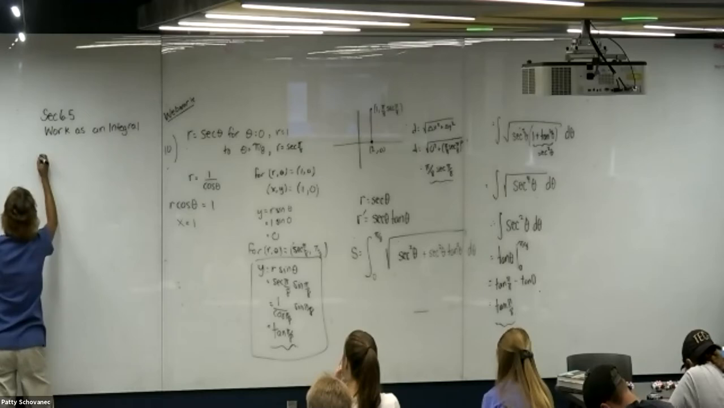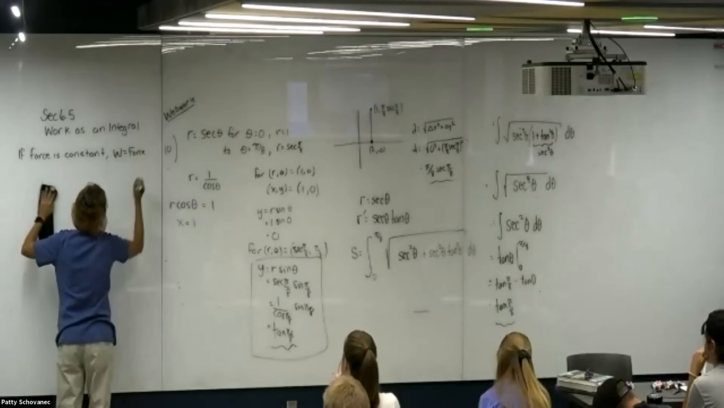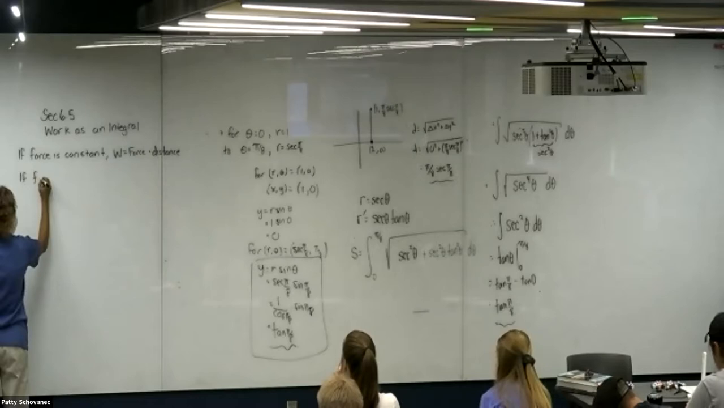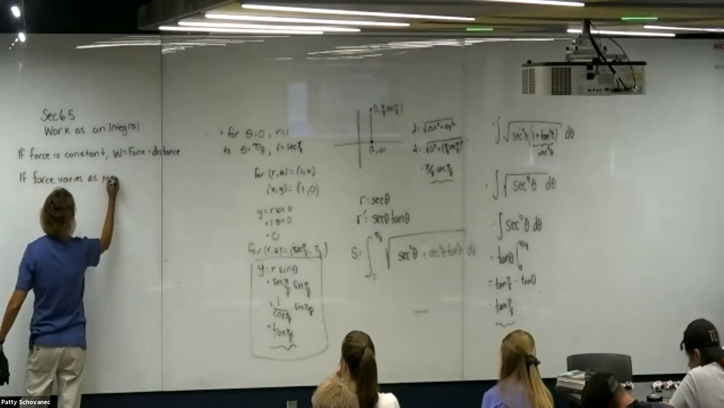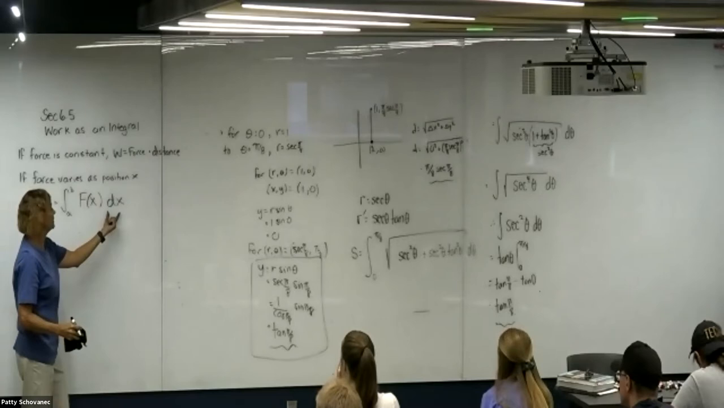So if force is constant, we don't have an integral. Work is just the product of the force times the distance that the object is moved. But if force is not constant, if the force varies as the position x, then work is the integral from x equals a to x equals b of force as a function of x. The dx is representing a small distance in our Riemann sum.